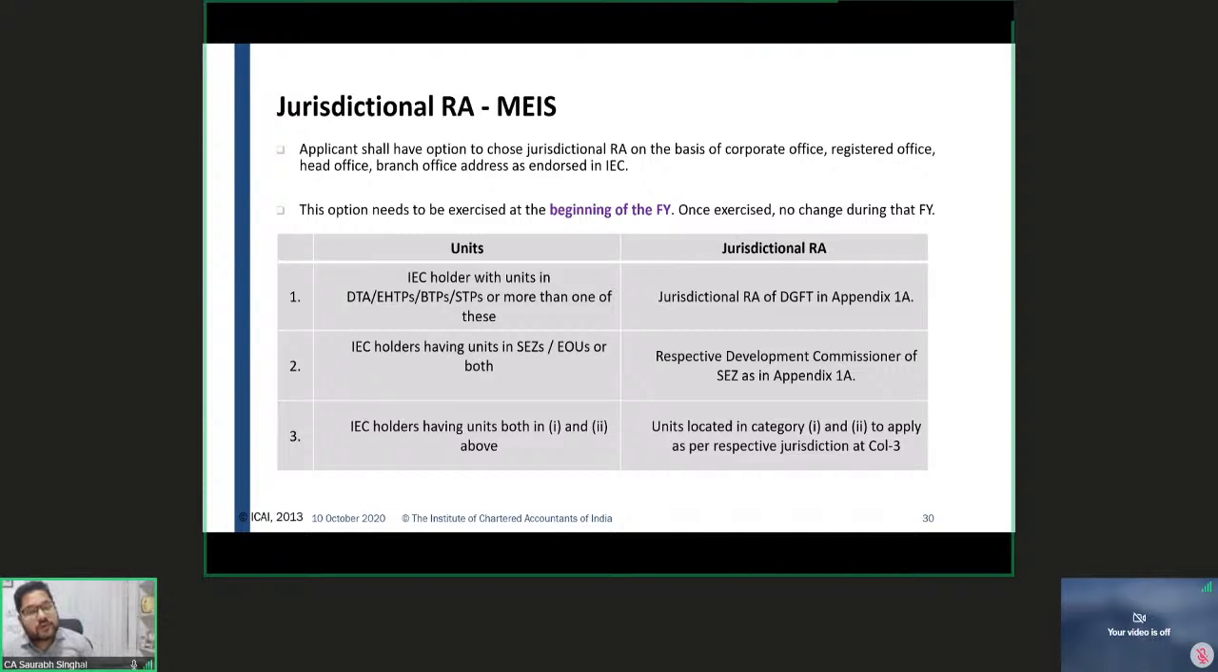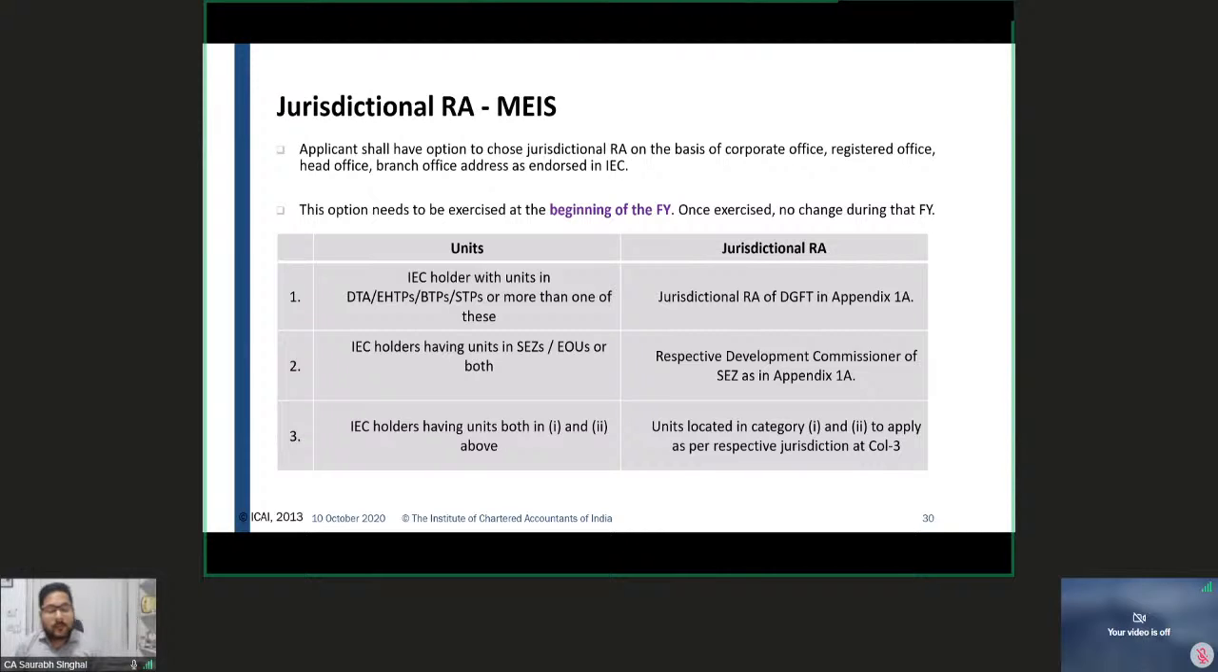Now the question comes, suppose I am a person who is exporting goods from various locations all over India. How do I then file for MEIS? They say, in case you have more than one location from where you are making exports, more than one port from where you are making exports, then you may choose an RA based on your corporate registered head office or branch office. Suppose I have head office in Delhi, corporate office in Haryana, branch office in 9 more states. I can choose any RA for one financial year. And whatever RA I choose, that RA will remain my RA for all the exports that I have made all throughout India for that financial year. So one financial year, one RA. You can't change an RA within the financial year.